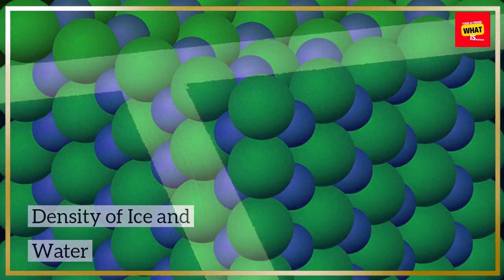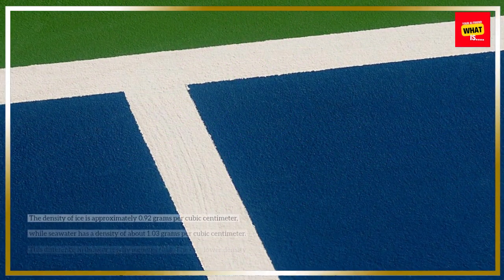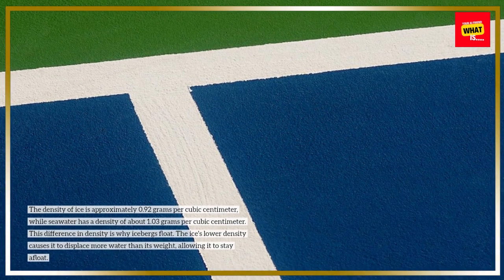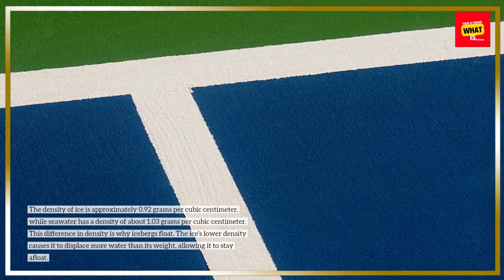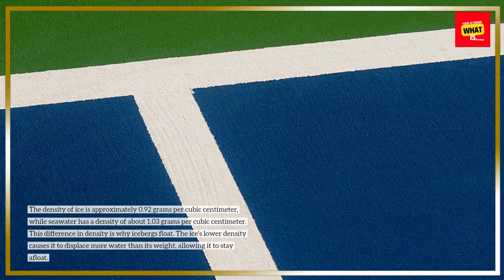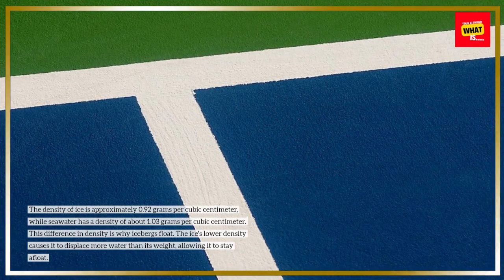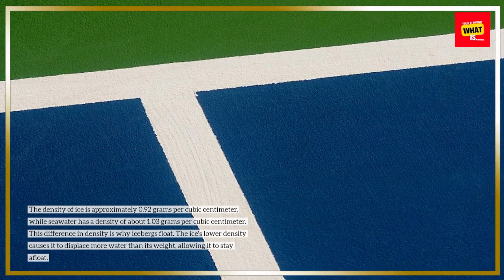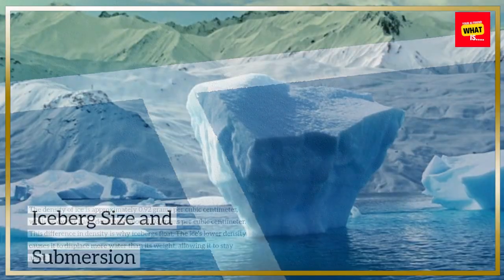Density of ice and water. The density of ice is approximately 0.92 grams per cc, while seawater has a density of about 1.03 grams per cc. This difference in density is why icebergs float. The ice's lower density causes it to displace more water than its weight, allowing it to stay afloat.